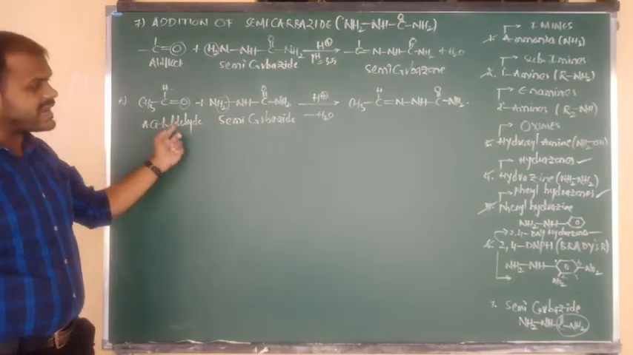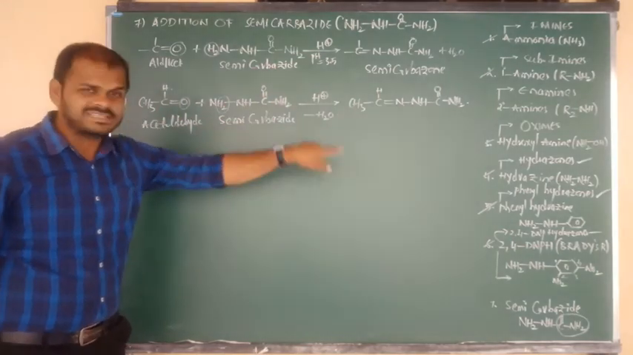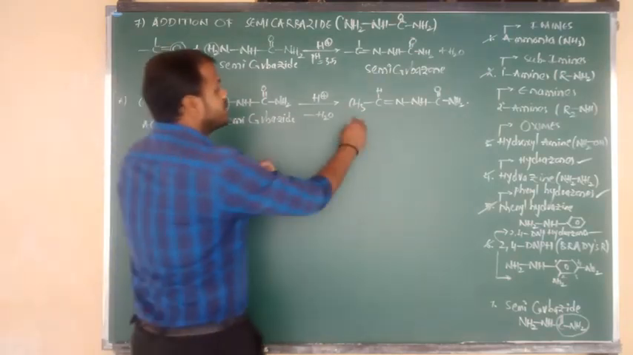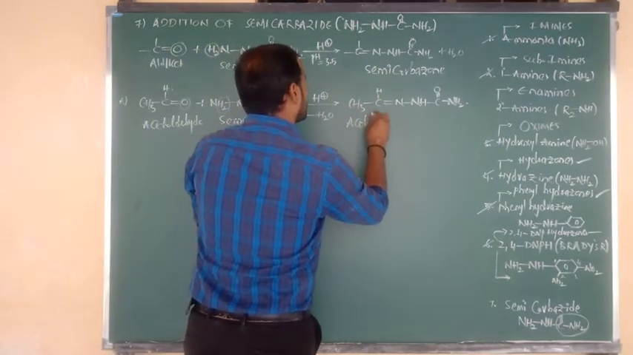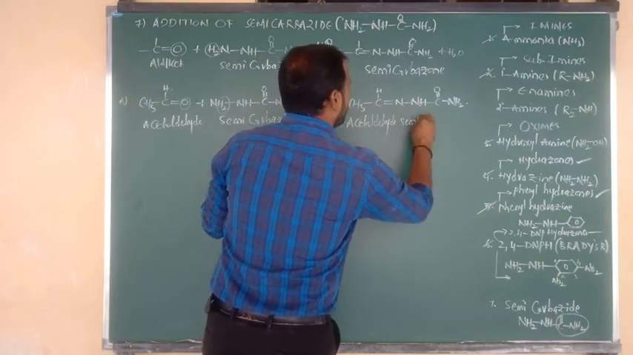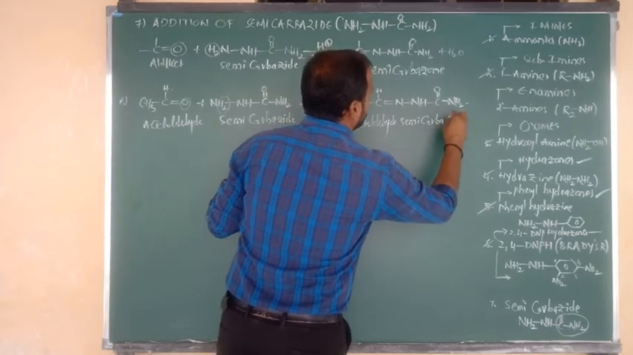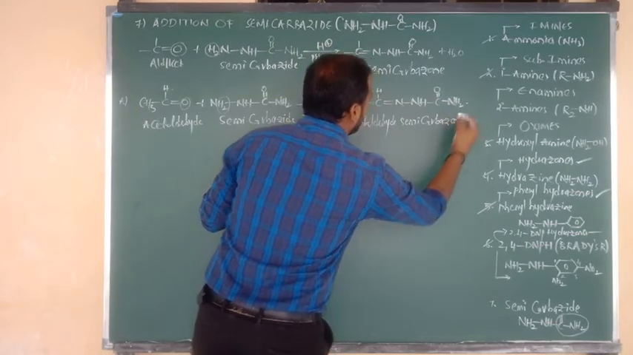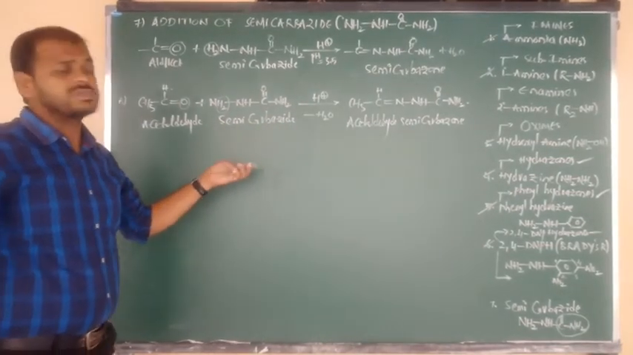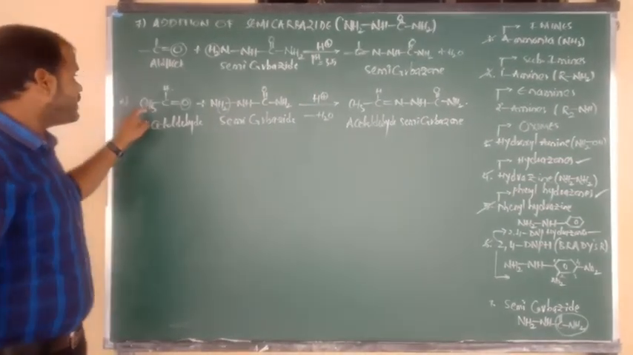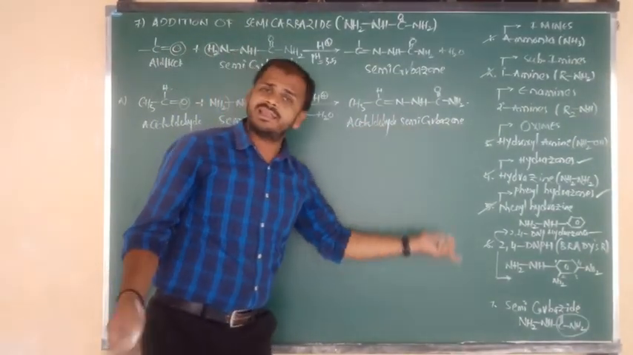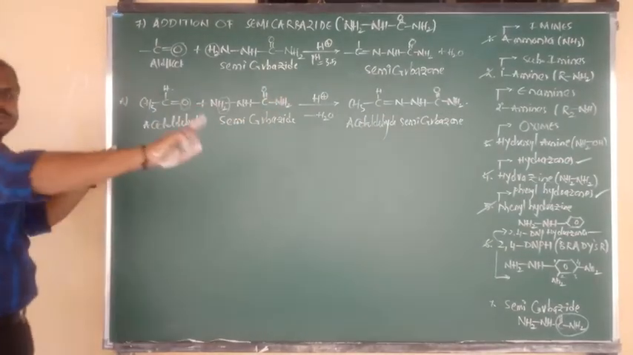And here, the semicarbazide changes into semicarbazone, but this semicarbazone is coming from acetaldehyde. So the product name is called acetaldehyde semicarbazone. Suppose it comes from formaldehyde, then you have to say formaldehyde semicarbazone. In the place of CH3 you can write benzene, that becomes benzaldehyde, so we have to say benzaldehyde semicarbazone. The semicarbazone form is fixed, beta.